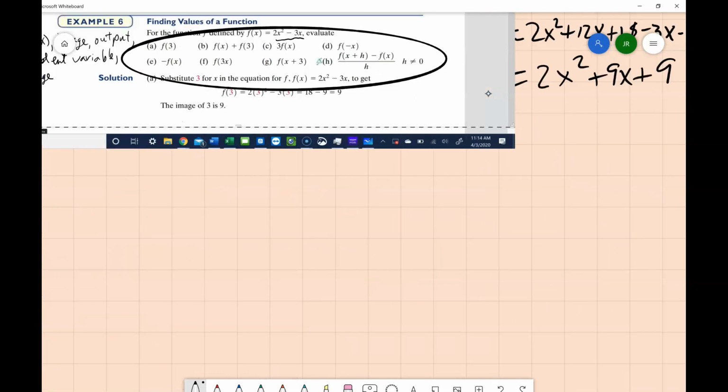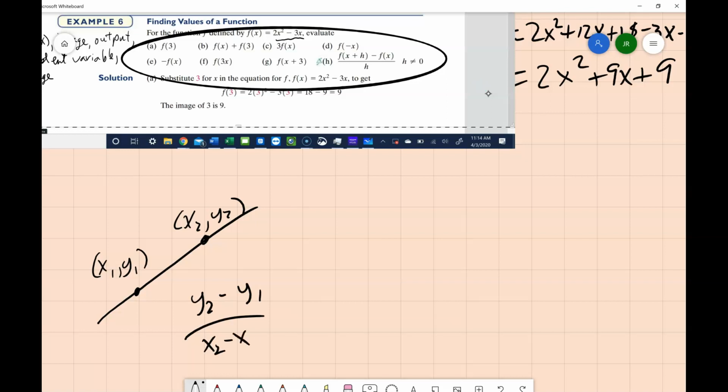All right, when we find the slope, the rate of change of a line, we just do the slope formula, right? x1, y1, x2, y2, and the slope formula is y2 minus y1 over x2 minus x1. And that gives me the rate of change of y with respect to the rate of change of x. So it's the rate of change of y with respect to x. But what if it's not a line? What if it's a curve?